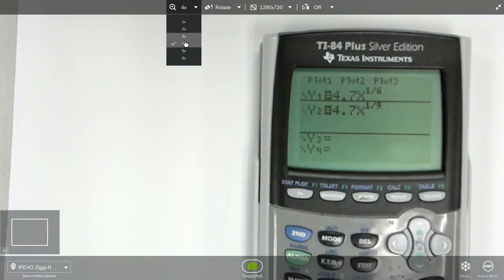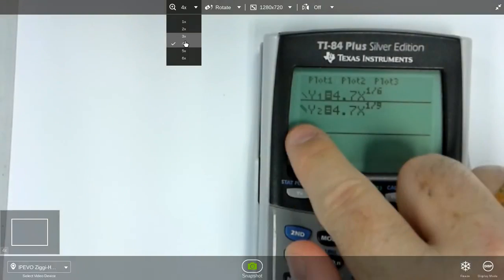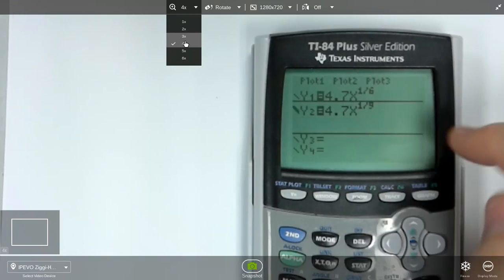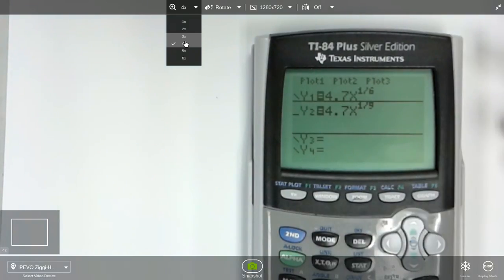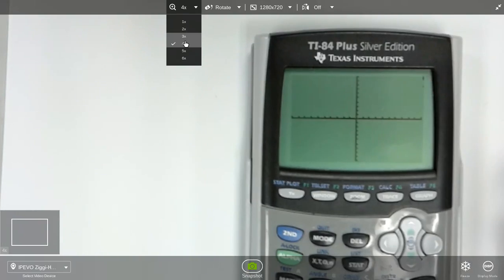Is that better? Yeah. All right. Again, the left side, if I just hit enter once, it's going to give me the bold line. If you go to the far left over here. And then I really don't know what to set my window to. I know at 0, these should pass through the origin, right? So I think if I do a zoom standard, I should be pretty good. All right. So let's do a zoom 6 and see what happens.